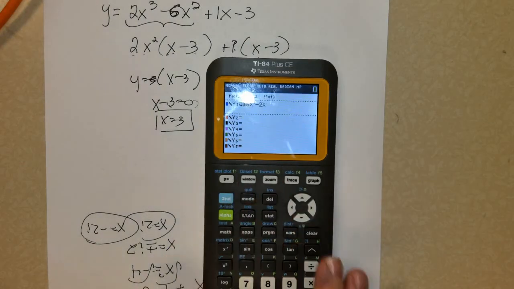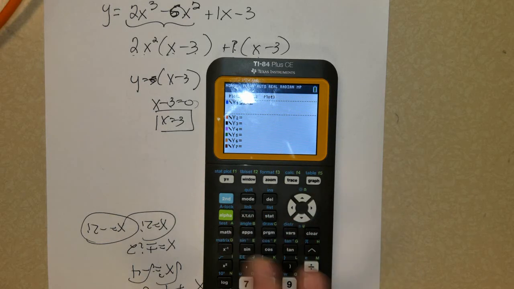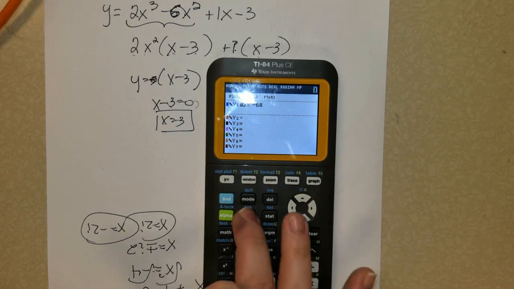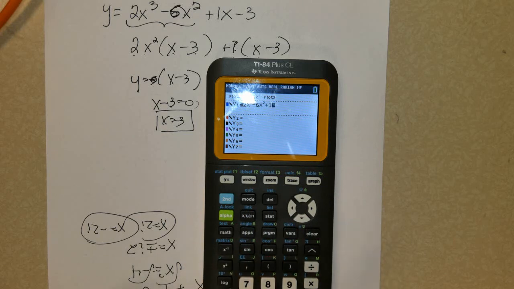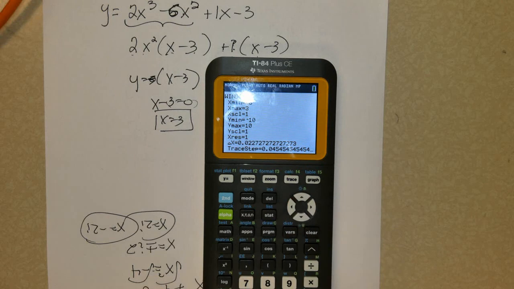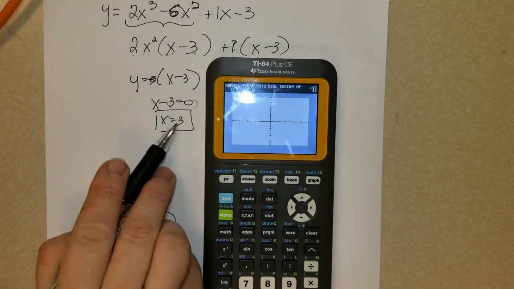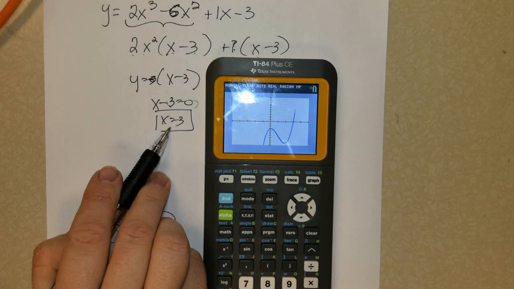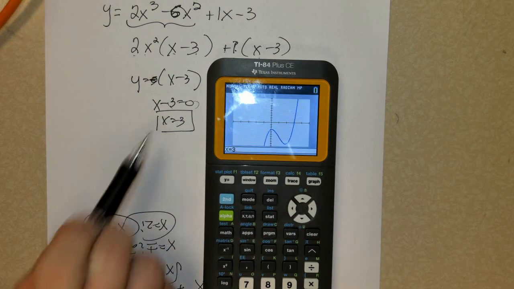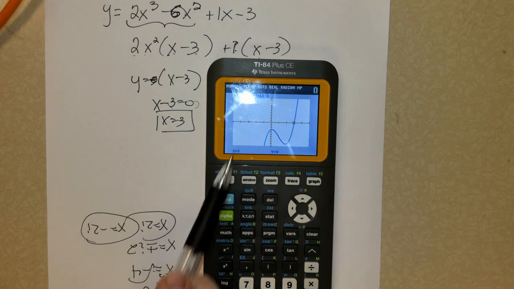I can confirm this one on a graph. So, if I type in 2x to the third, subtract 6x squared plus 1x minus 3, and I graph it, this should be where I see an x-intercept. Second, trace the value. I type in 3. I should have a y value of 0, and I do.